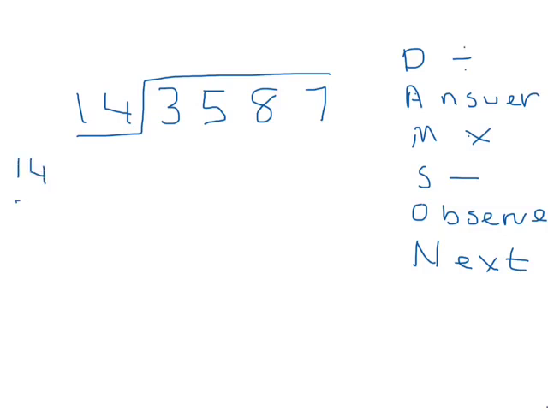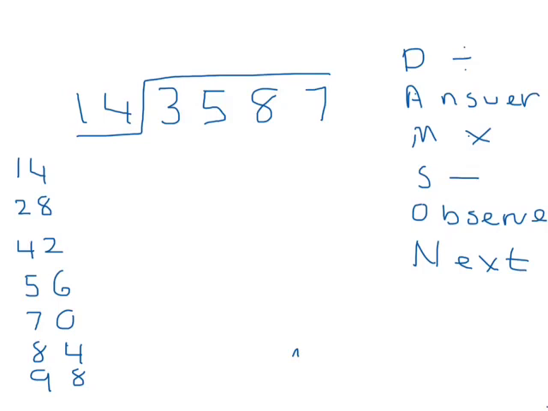Then the next group would be 28. That's 2 times 14. 3 times 14 is 42. 4 times 14 is 56. 5 times 14 is 70. 6 times 14 is 84. 7 times 14, I've run out of room now. I'm just going to use those as a guideline.